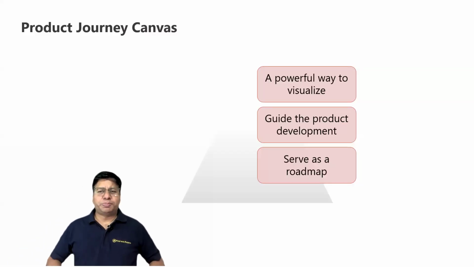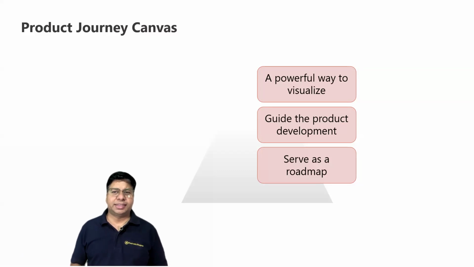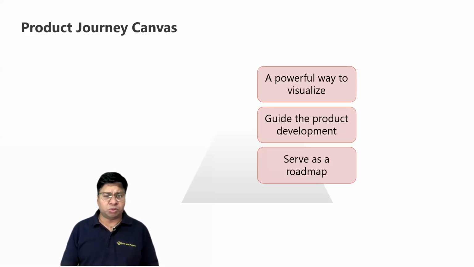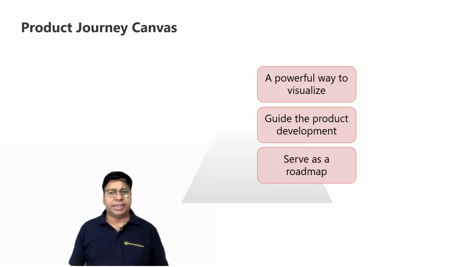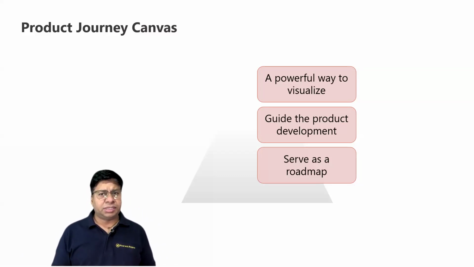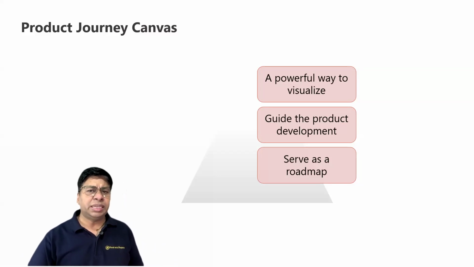To bring all this planning together visually, we use the product journey canvas. It is a powerful way to visualize your product's entire journey from vision to revenue. It is a guide for product development. It helps align teams, decisions, and actions around the right priorities at the right time.